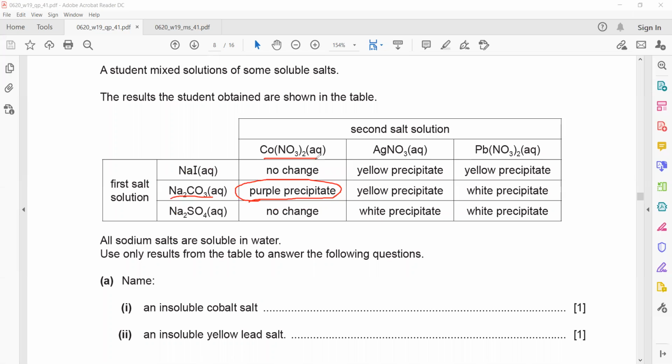If it is forming an insoluble salt, a precipitate will be there. When we mix cobalt nitrate with sodium iodide, it does not form an insoluble salt. That's why there is no visible change. But when cobalt nitrate mixes with sodium carbonate, there is a purple precipitate. So what is that purple precipitate? That's cobalt carbonate.